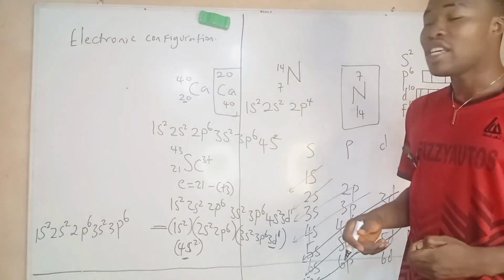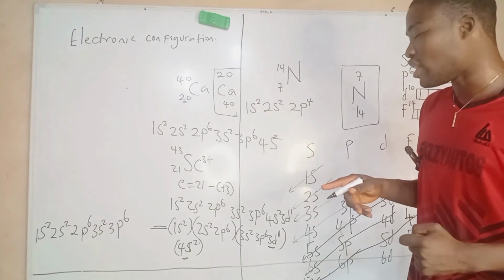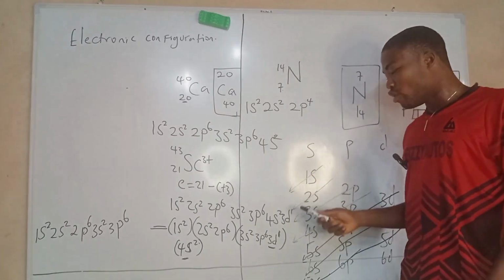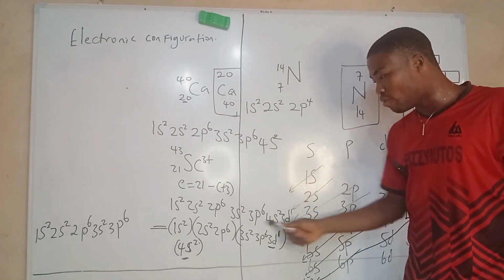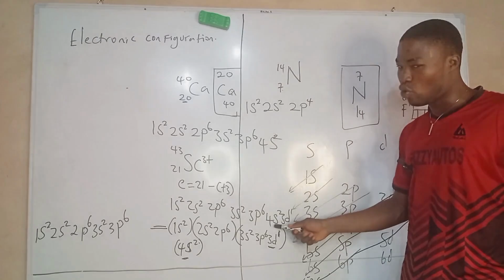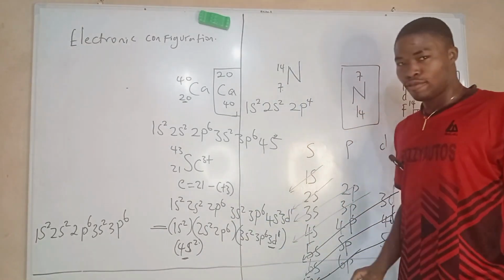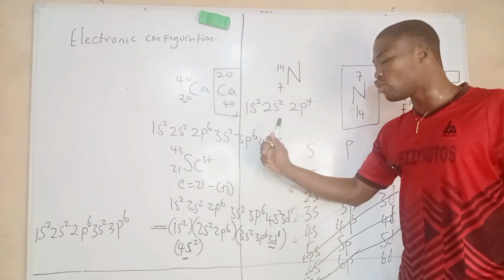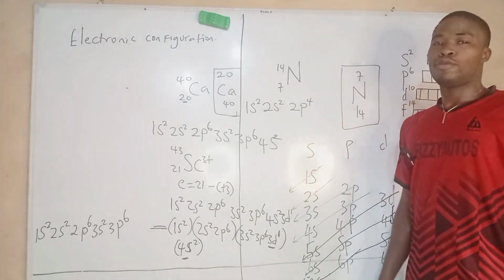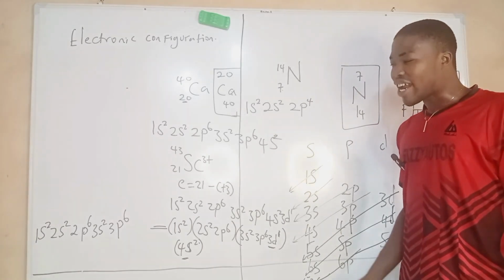But in some cases, the answer might not be like this. If the question says lose 2, assuming from this configuration we are to lose 2, you are not going to lose from 3d before 4s. If you are to lose 2, we are going to lose only the 4s. Let's say it is Sc2+, losing 2. We're going to lose only the 4s, leaving this configuration. It's quite interesting.